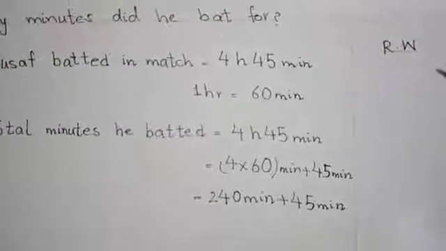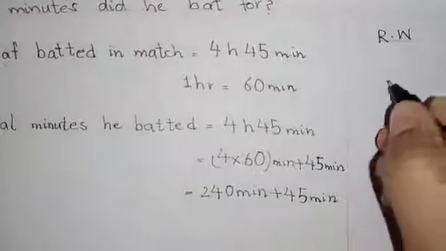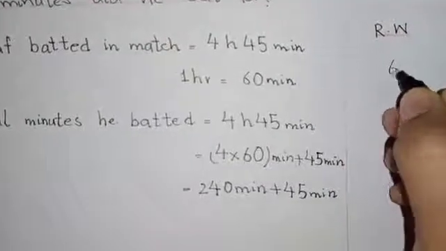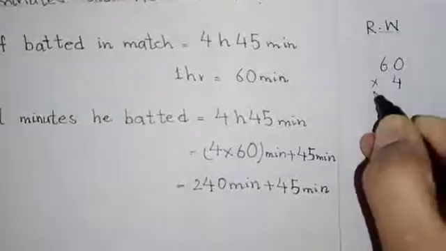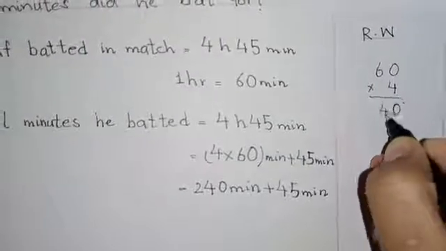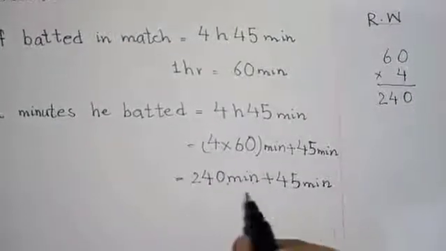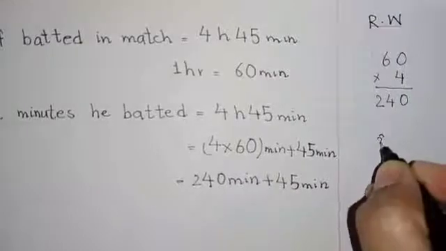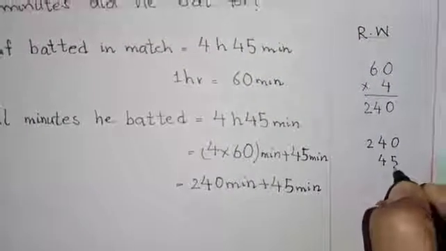Students, you will also draw a line on the side of the page and do rough work on the side. Now we multiply 60 with 4. Look at this. 4 sixes are 24. So the answer is 240 minutes. Now we will add 240 and 45.